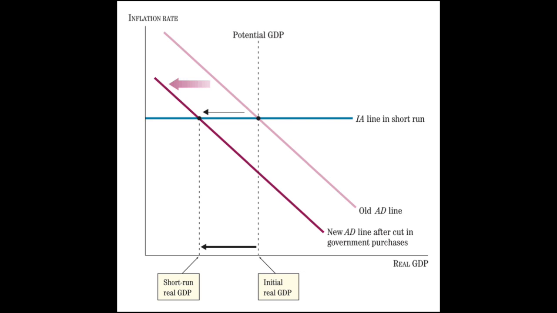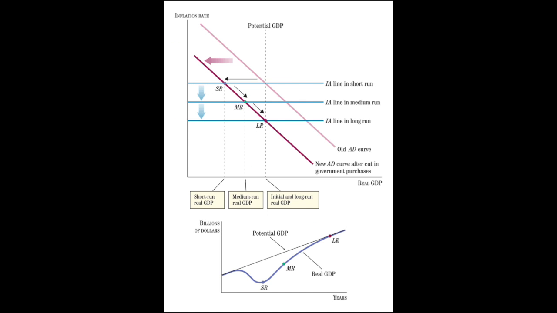This figure illustrates the short-run effects of a reduction in government purchases. In the short run, the inflation adjustment line does not shift, so the decrease in government purchases will result in a shift in the AD curve to the left. The new intersection between the new aggregate demand line and the inflation adjustment line determines the short-run GDP level, which is now below potential. Over time, the inflation rate will decrease and the IA line will shift downward because the economy is producing below the potential.